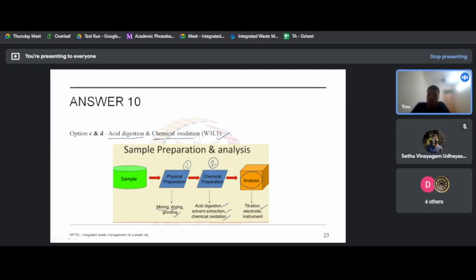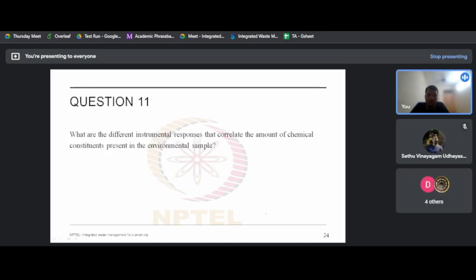So we'll see the next question now, that is question 11. What are the different instrumental responses that correlate the amount of chemical constituents present in the environmental sample? The given options are absorbance of light, color, temperature, and emission of light. So as we saw in one of the questions before, when we are talking about spectrophotometer, that considers the absorbance of light at different wavelengths. So A is correct. We don't directly consider color. Color is indicative parameter, not tied to like the response that we are trying to study. Color won't come into that.